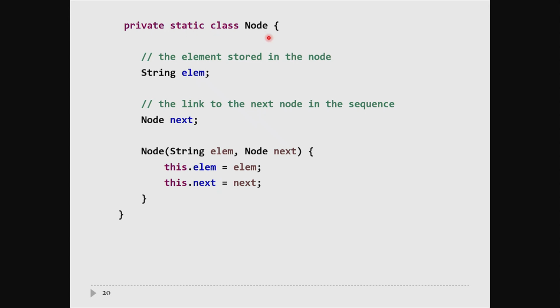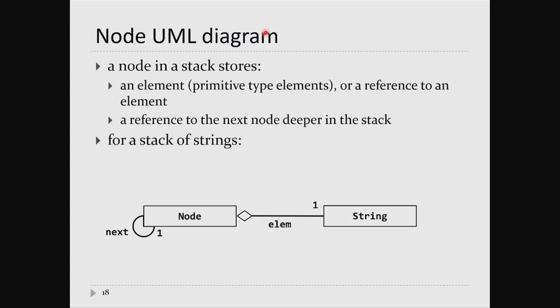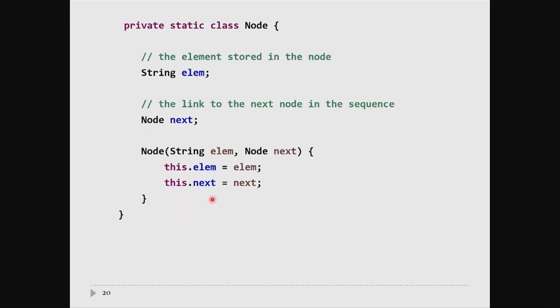So what's inside of a node? Well, the UML diagram tells you what's inside of a node. There's a string and there's another node. So inside my node class, I've got a field called elem. That's the element stored in the node. And then I have the link pointing to the next node, which is going to be called next. So every node has a string, and every node has a node.